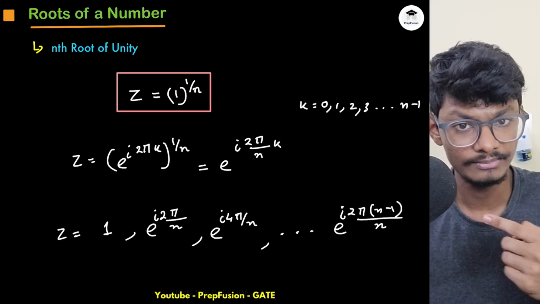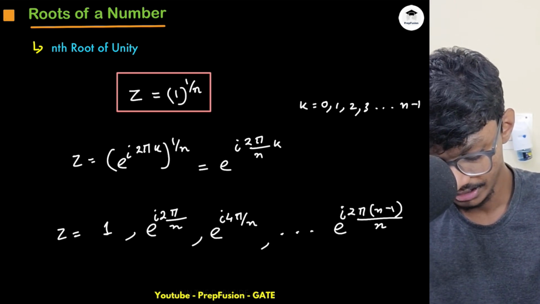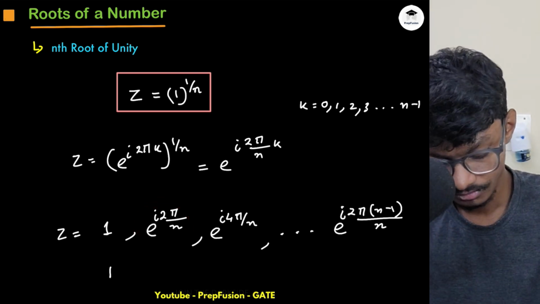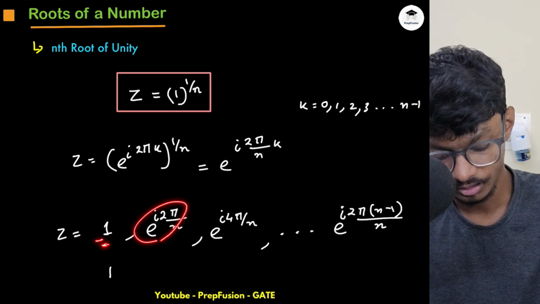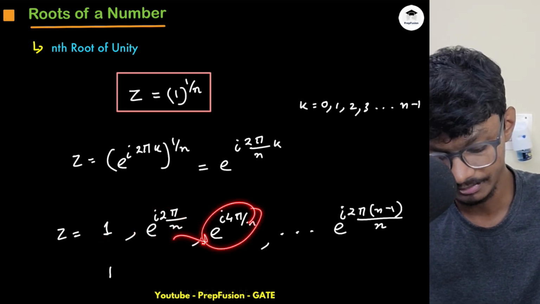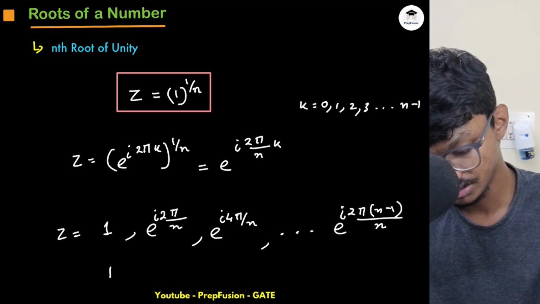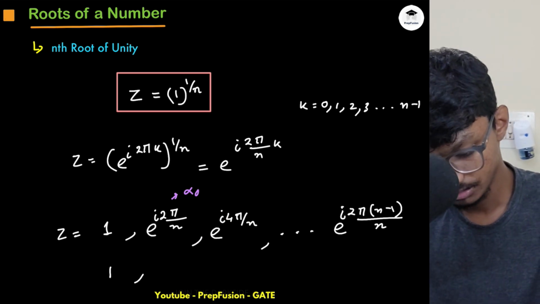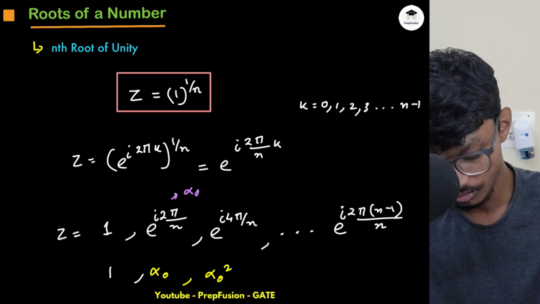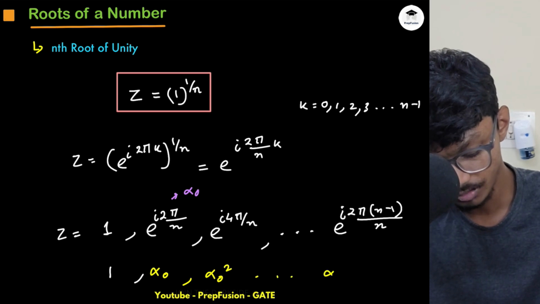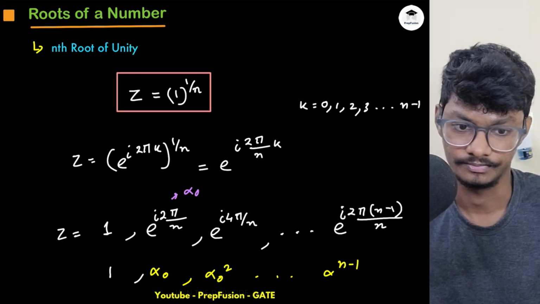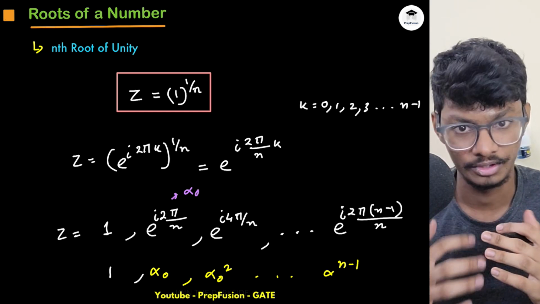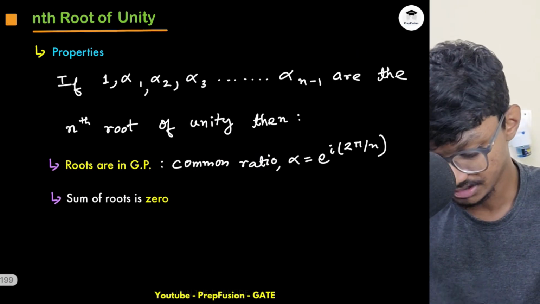So is there any theme that you are observing? Basically if I name this as 1, and multiply it with e raised to power i 2 pi by n, I'm getting this. If I multiply again by e raised to power i 2 pi by n, I'm getting this, right? So if I assume this as my alpha naught, this will be alpha naught, this will be alpha naught whole squared, and so on, up until alpha raised to power n minus 1. So my roots are in geometric progression, they are in GP.